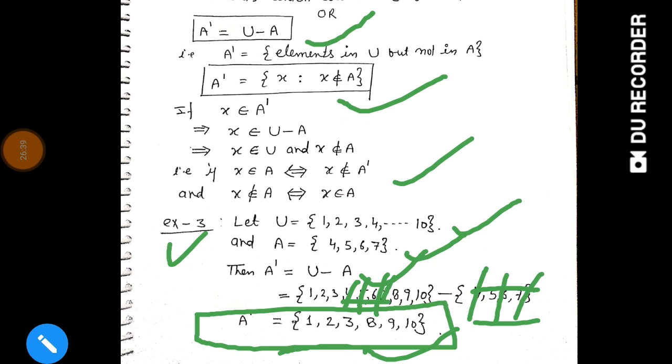And what is in A? A is 4 5 6 7. We see that neither 4 is here, nor 5, nor 6, nor 7. Okay, so A dash is the set of those elements which are not in A. This is A dash.